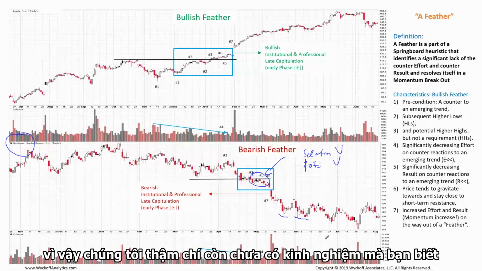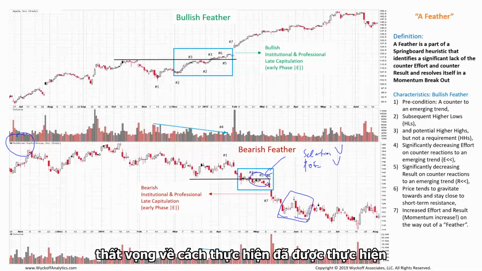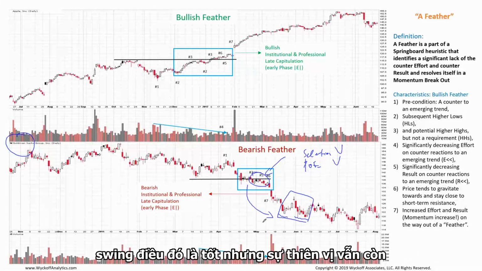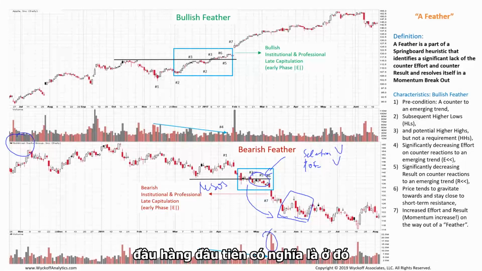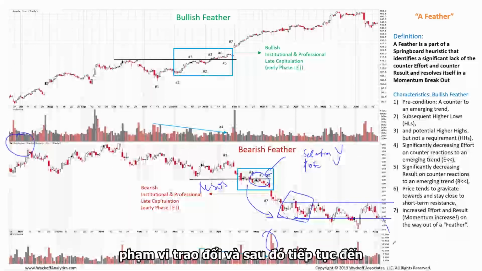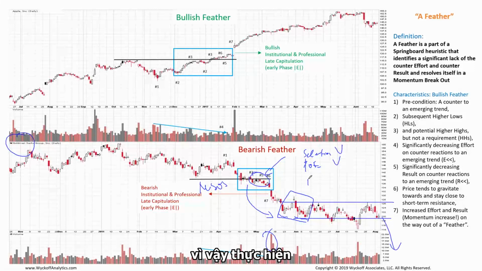So we haven't even experienced a terminal climactic action. And I was a little bit disappointed how execution was done on the exit. I mean, obviously for a small swing, that's fine. But the bias was still to the downside, and we just experienced a major sign of strength. So we had this first capitulation that meant that there most likely is going to be a continuation. Could have stayed in this trading range and then continued to the downside. I believe the stock went down after that. So execution, and specifically exit on their side, was really poor.